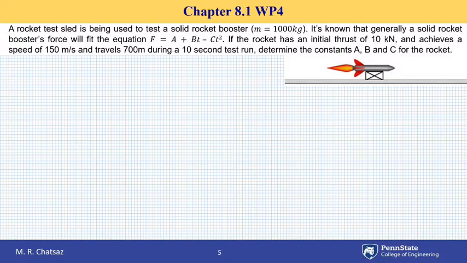If the rocket has an initial thrust of 10 kilonewtons when it begins its motion and reaches a speed of 150 meters per second, traveling a distance of 700 meters over 10 seconds, what are constants A, B, and C for the rocket?